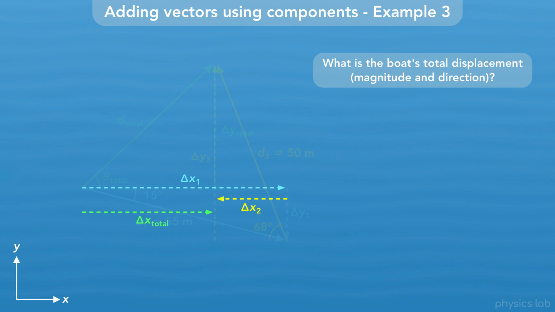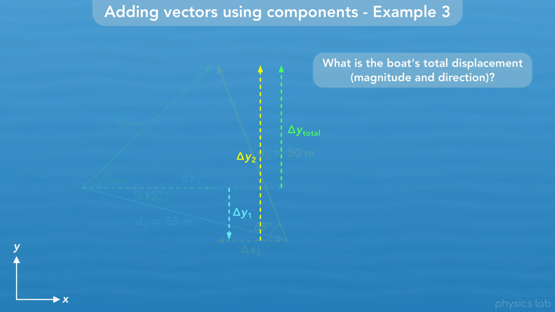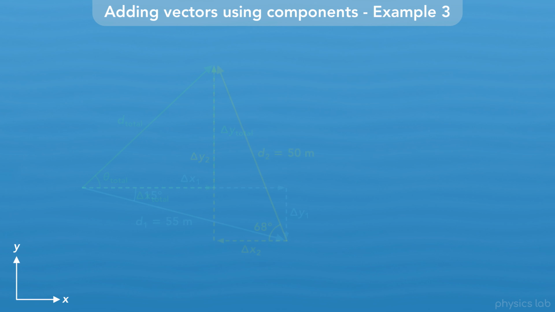We're still going to add delta x1 plus delta x2 to get delta x total. And we still add delta y1 plus delta y2 to get delta y total. These might look confusing because they're in different directions, but we'll explain that as we work through the example. So first we need to find the components of d1 and d2.